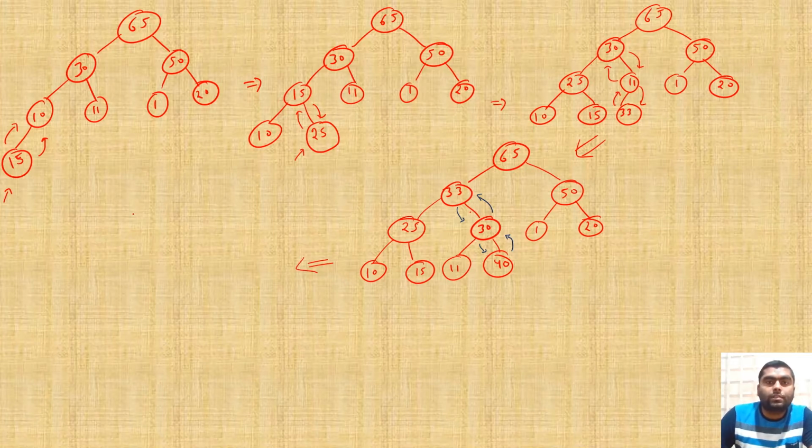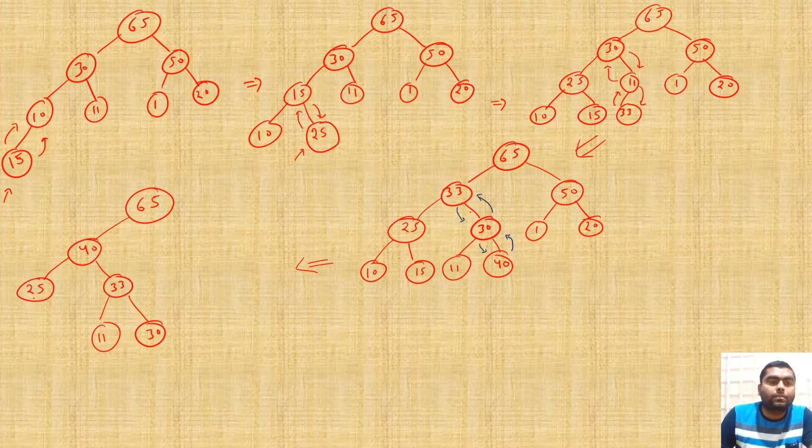So the resulting tree will be 65 as the root node. Left is what? Left is 40 finally, 40. And 33 and 30. So right is 33 and right side is what? 30. Okay, and left of this is what? 11. No change. And left of 40 is what? 25.